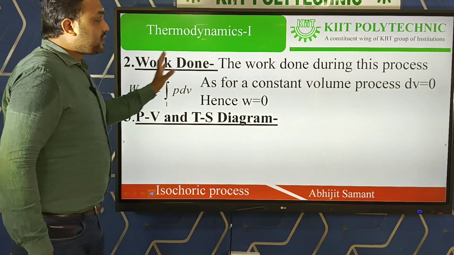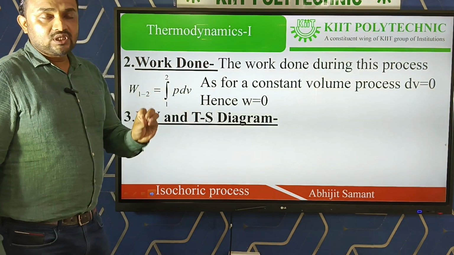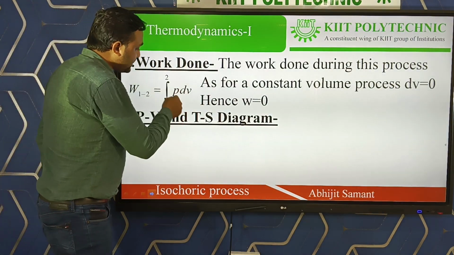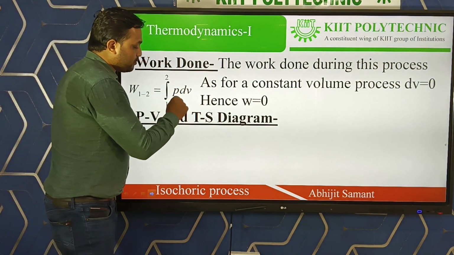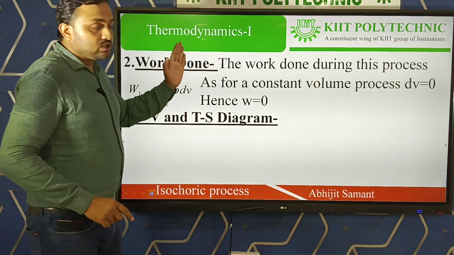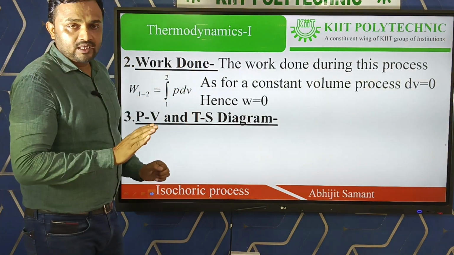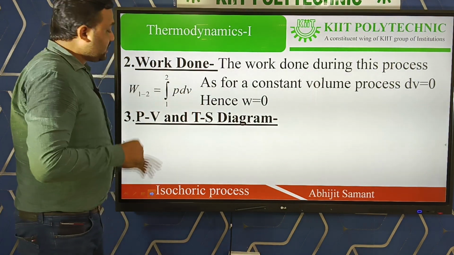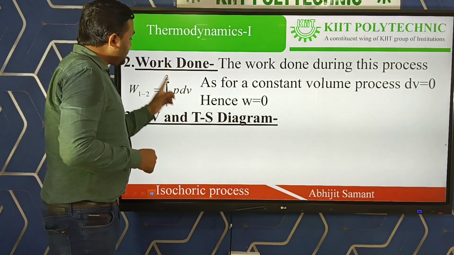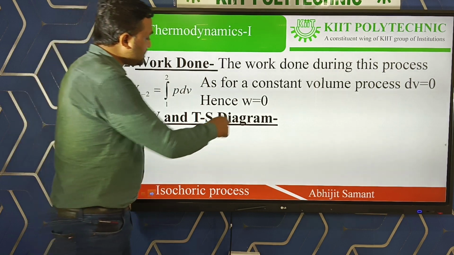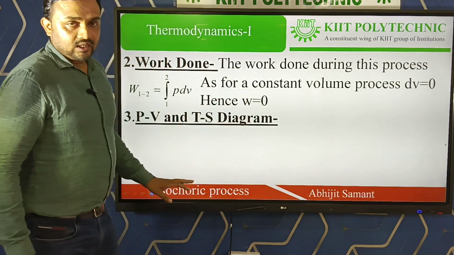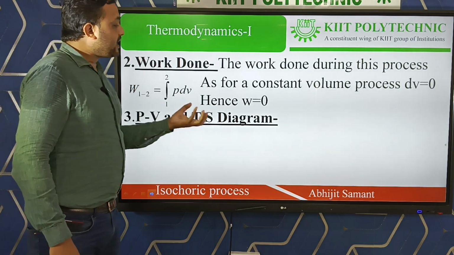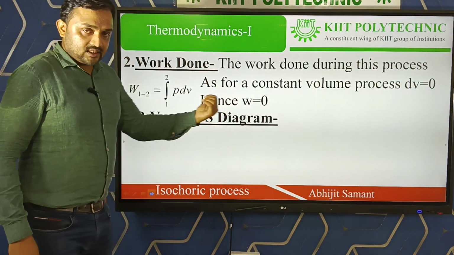Next, work done in an isochoric or constant volume process. As we know, work done is derived from the change in volume. In an isochoric process, the volume remains constant, so the change in volume is also zero. That's why the work done in an isochoric process is zero. If the volume of the system remains constant, we cannot derive any work from the system.